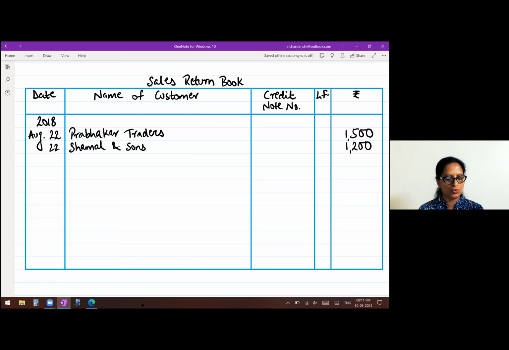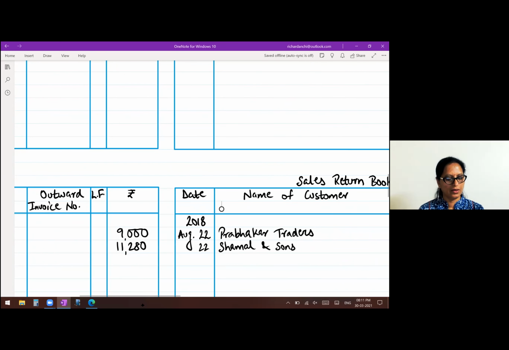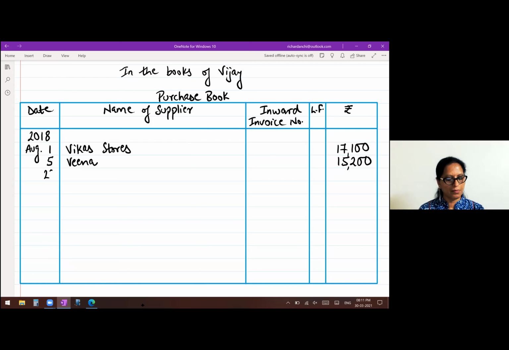23rd, purchased goods of rupees 16,600 from Priya stores and paid for carriage rupees 150. Now you are purchasing, so it will come in the purchase books. Date is 23rd. Name of the supplier, Priya Stores. Now you will write here only 16,600. Carriage paid, it is paid in cash. So it will come in the cash book where we had studied cash book. So you don't have to make the entry in any of these books.